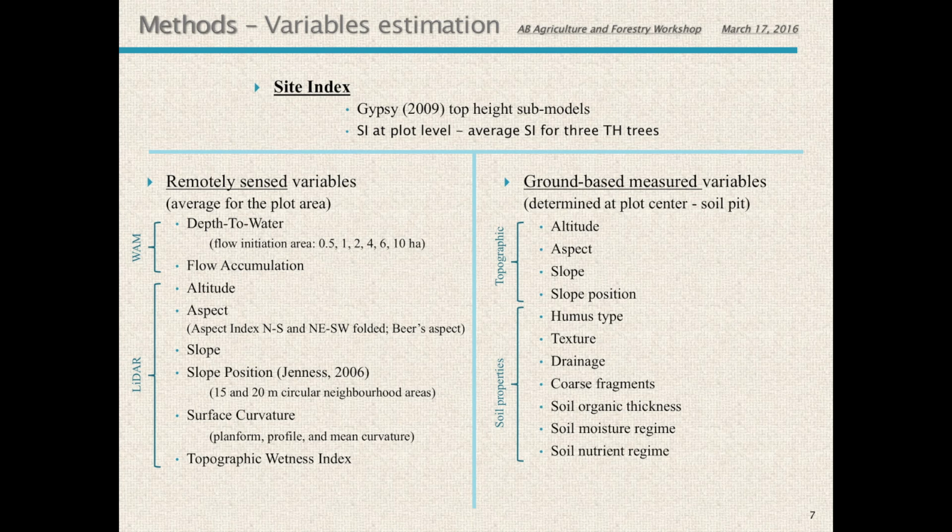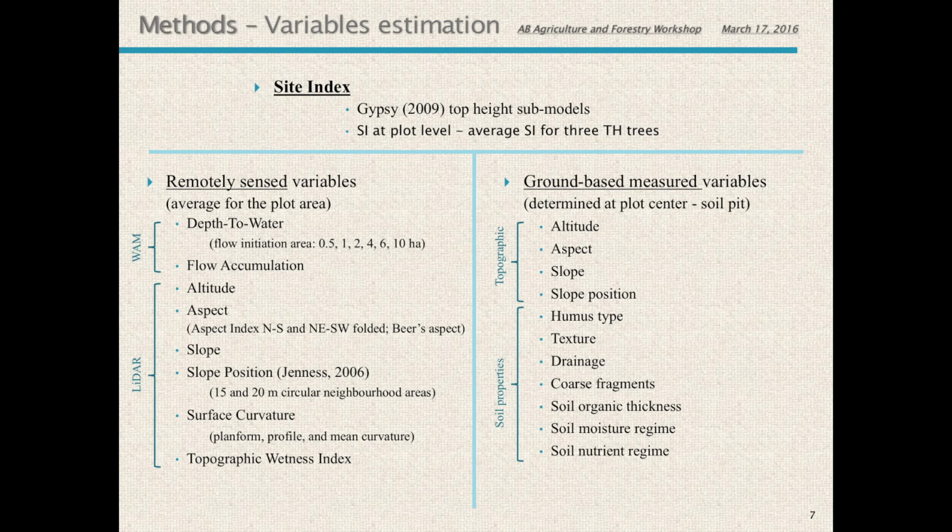So for those remotely sensed variables, we used from WAM, depth to water and flow accumulation, and we already heard today what they mean and how that actually works. So just to note that in our analysis, we used depth to water calculated from 6 different flow initiation areas. So we used from 0.5 to 10 hectares. So 4 is kind of a standard one, but we also wanted to explore to find maybe some better depth to water index in predicting, in this case, site index.